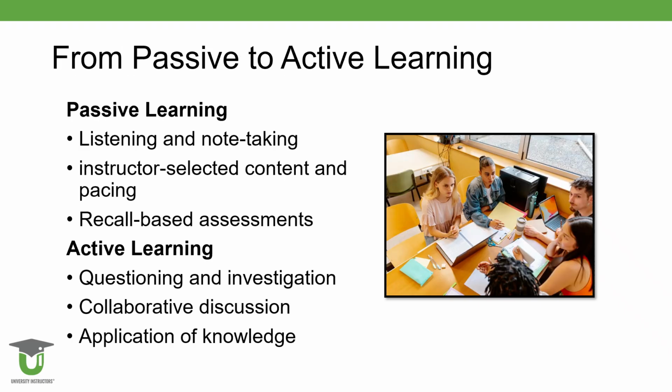Alternatively, in a student-centered social studies classroom, we move from passive to active learning. Passive learning often involves students listening to lectures and taking notes, with content and pacing selected by the instructor. Assessments tend to focus on recall, emphasizing memorization rather than understanding. In contrast, active learning engages students through questioning and investigation, collaborative discussion, and opportunities to apply their knowledge. This approach encourages deeper understanding, critical thinking, and meaningful connections to real-world context, making learning more relevant and memorable.